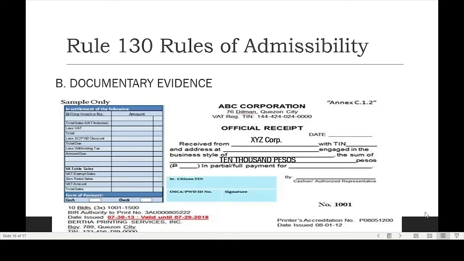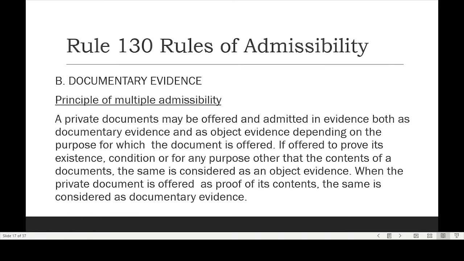For example, XYZ Corporation will present this official receipt. But we must remember that the fact that the evidence presented in court is a document does not necessarily mean that it is a documentary evidence. It will now depend on the purpose of the documentary evidence. Under the principle of multiple admissibility, private documents may be offered and admitted in evidence both as documentary evidence and as object evidence depending on the purpose for which the document is offered.